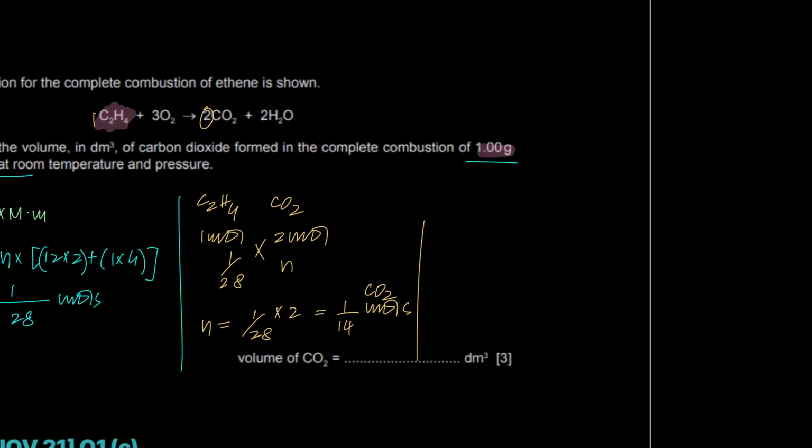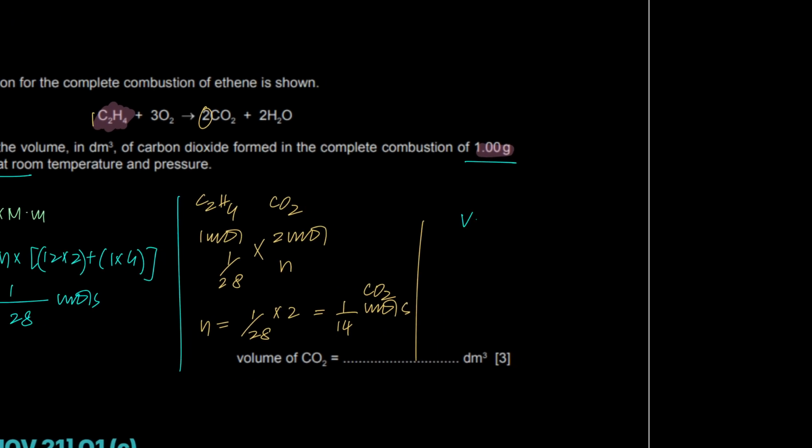And then after you figure out the moles of carbon dioxide, you can figure out the volume. V is equal to n times 24 dm cube. Right? So n is 1 over 14, times it by 24. What do you get, guys? When you're running out of time, what do you get?